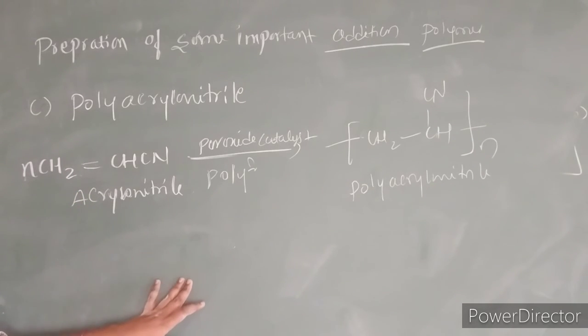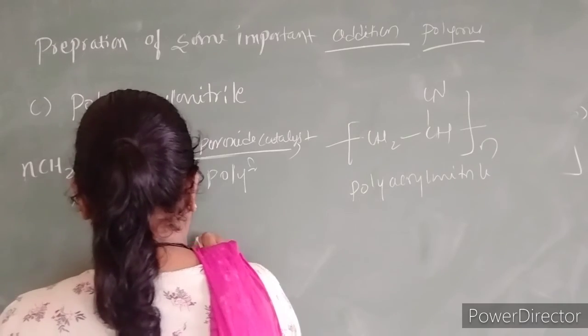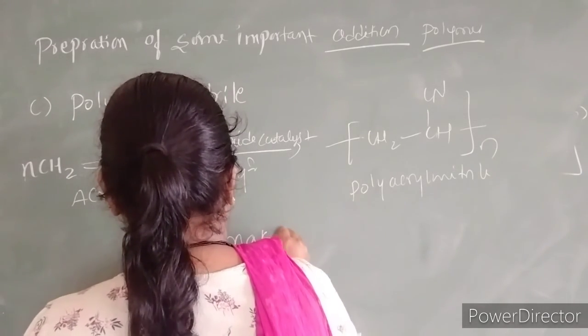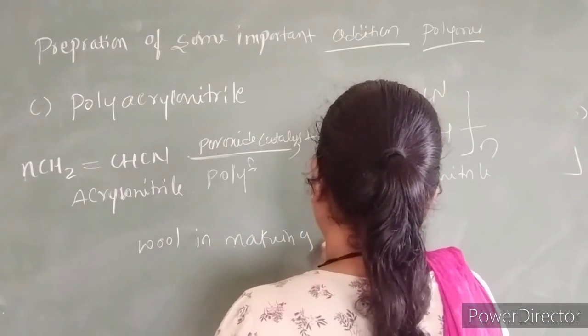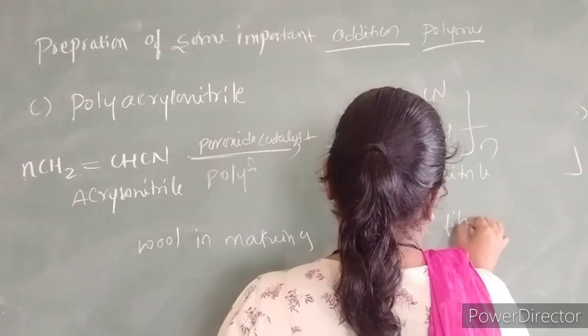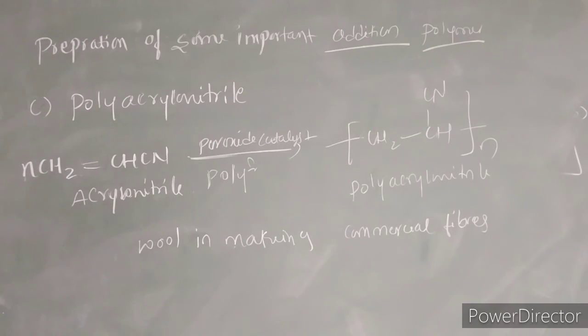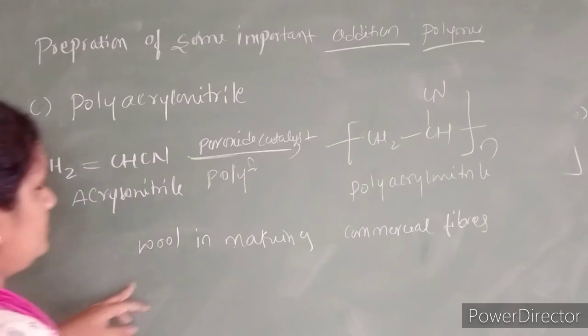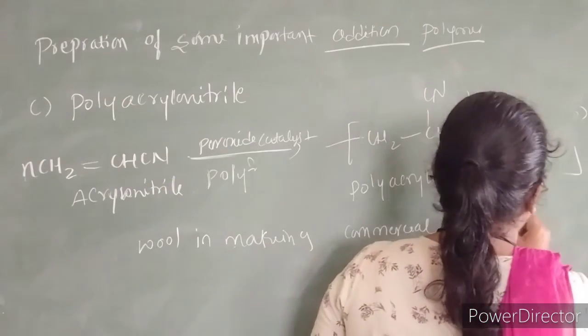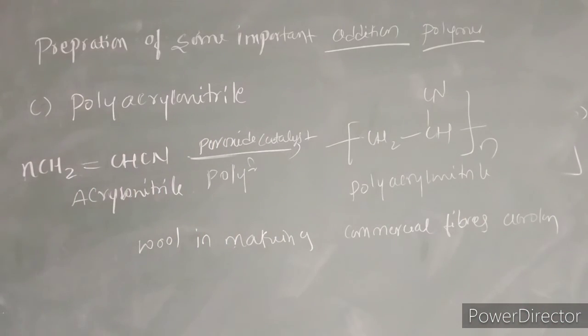This acrylonitrile is useful in the making of wool or commercial fibers. It is useful in the preparation of wool making of commercial fibers, and it is also used in the fiber called acrylan, also orlon. So this commercial fiber is called acrylan, also orlon. So this is about acrylonitrile.